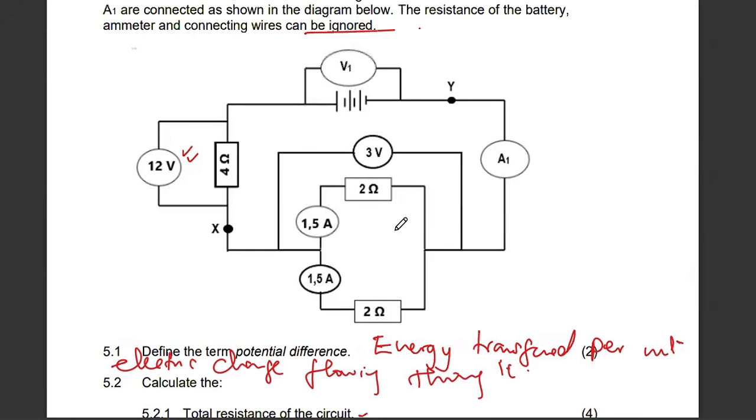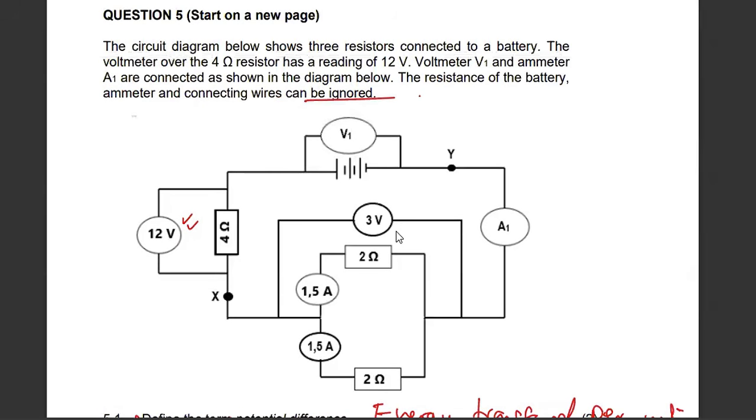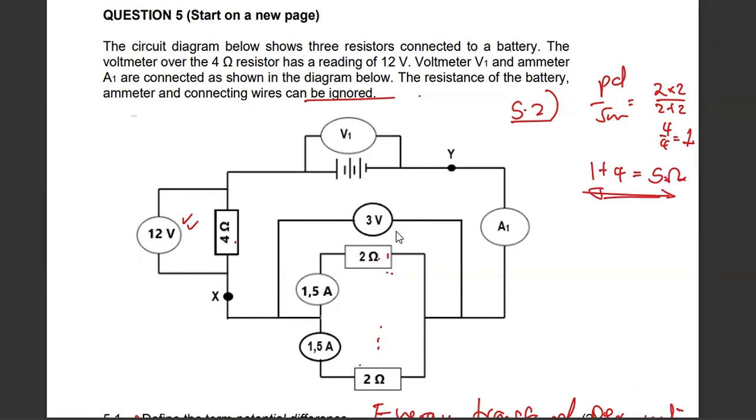For 5.2, what we can see with the total resistance is that these two are in parallel. So we're going to say the product over the sum, which is 2 times 2 over 2 plus 2. It's 4 over 4, which is 1. And then that 1 is going to be in series with the 4. So I'll say 1 plus 4, which gives me 5 ohms. That is how we get the effective resistance there.